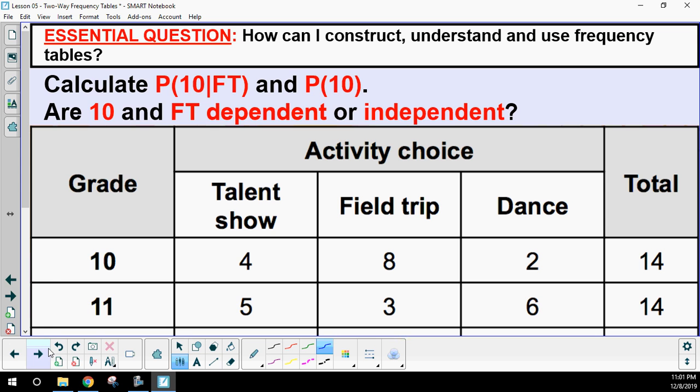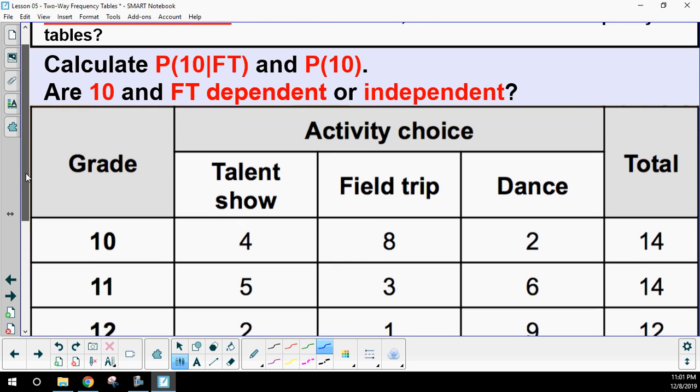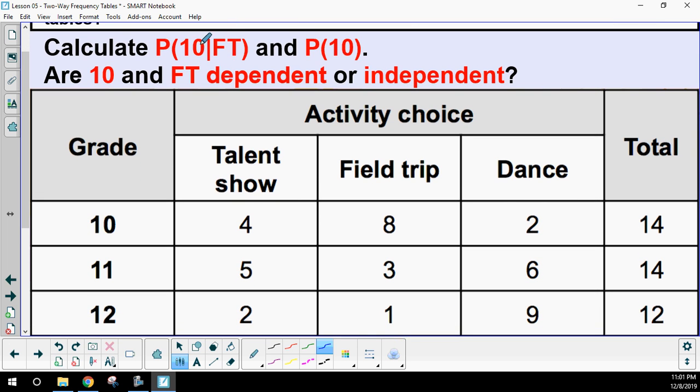So calculate the probability of picking a 10th grader given that they pick field trip, and are 10th graders and field trip dependent or independent? So give that a quick little thought. Think about the formula. Think about what we said about them being the same or different. What would that mean?